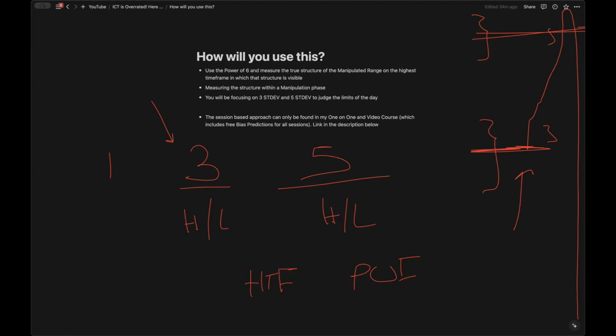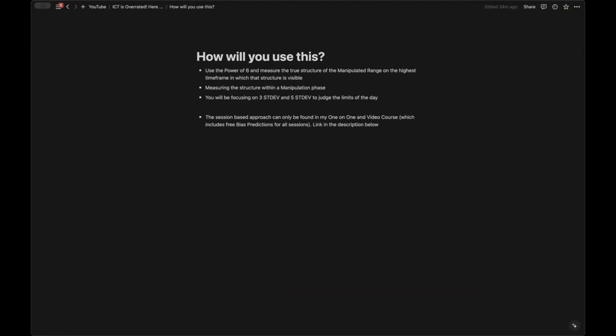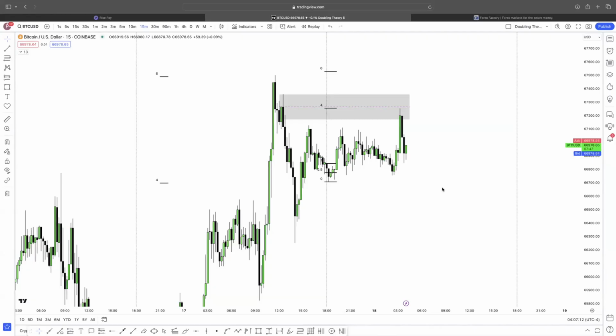All right. Okay. Now let's take a look at a few examples. So what we're going to do is head into the charts and take a look at a few examples.